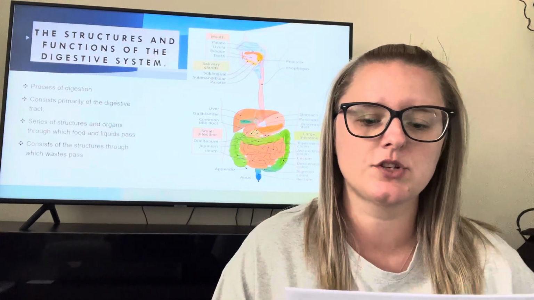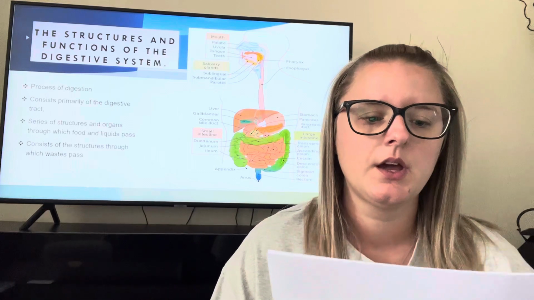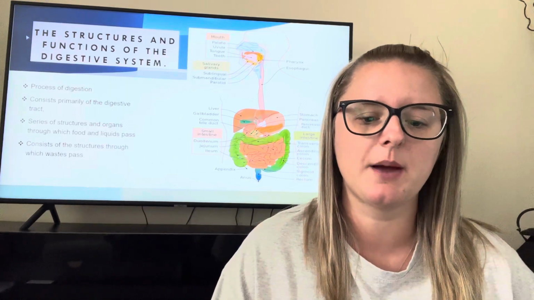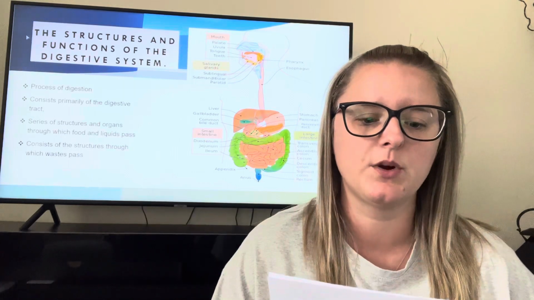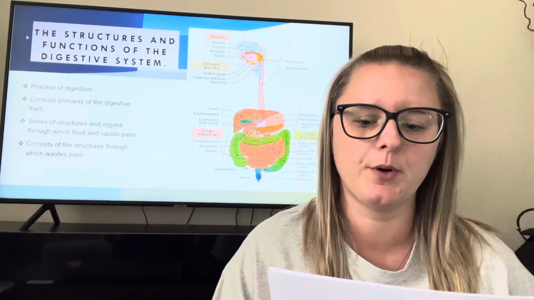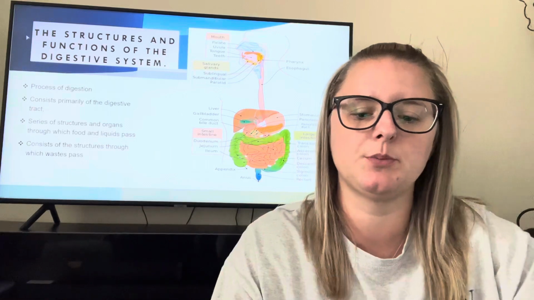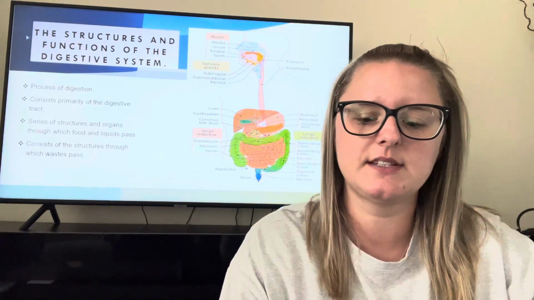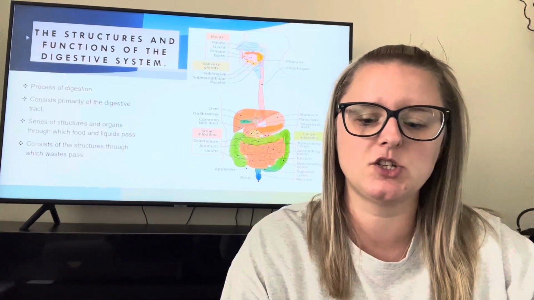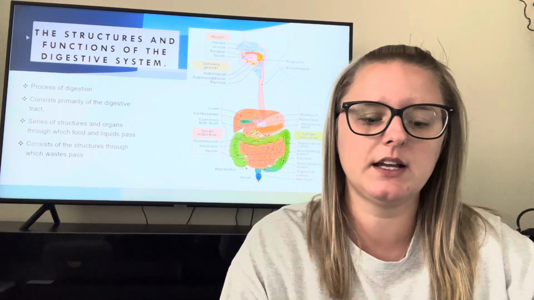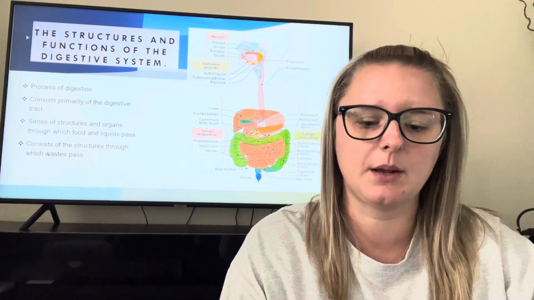The structures and functions of the digestive system. The human digestive system consists primarily of the digestive tract, which is a series of structures and organs in which food and liquids pass through the process that enables them to be absorbed into the bloodstream. The digestive system also consists of structures through which waste pass in the process of elimination and other organs that generate the liquids needed for the digestive process to take place.